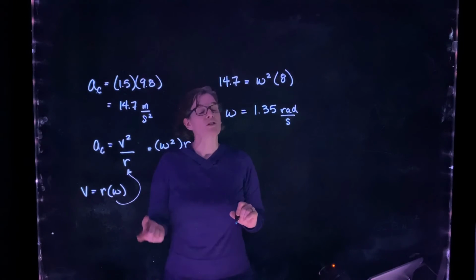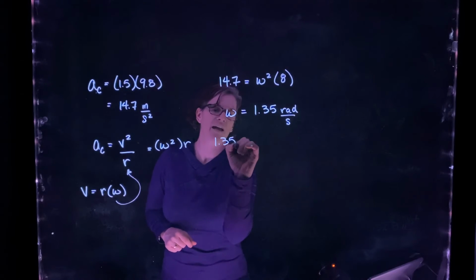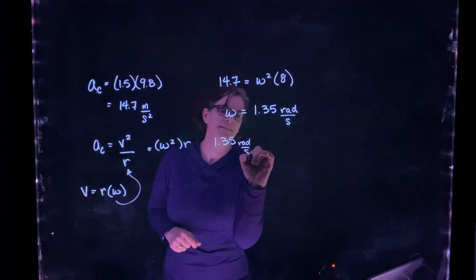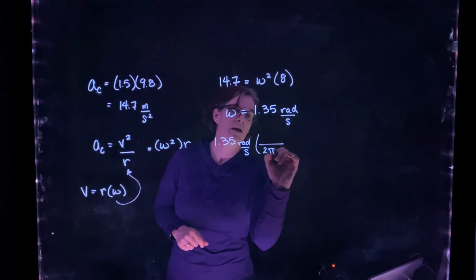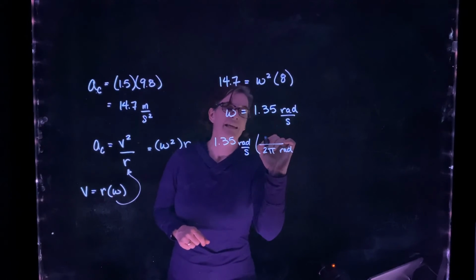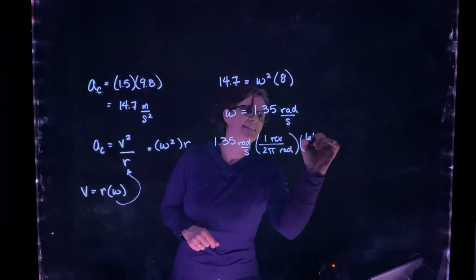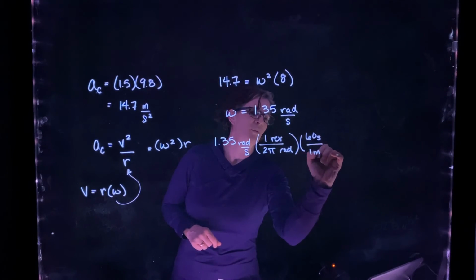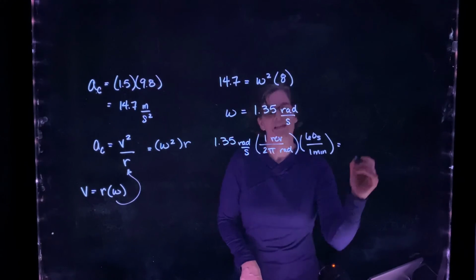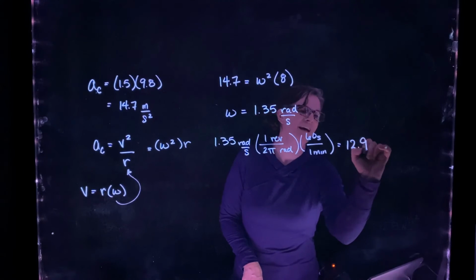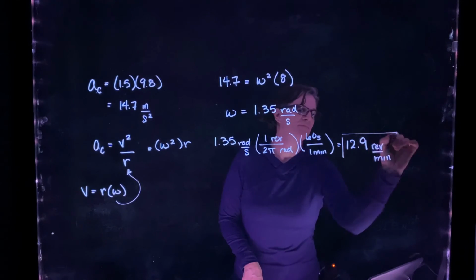Now we want to determine revolutions per minute. So our 1.35 radians per second times, we know that there are 2 pi radians in 1 revolution. And of course, there are 60 seconds in 1 minute. And we find the revolutions per minute to be 12.9 revolutions per minute.